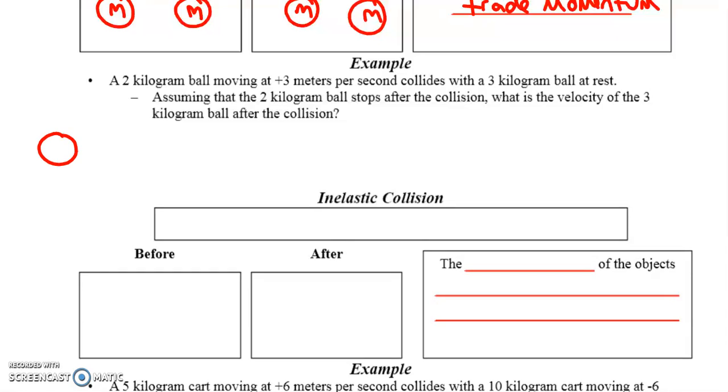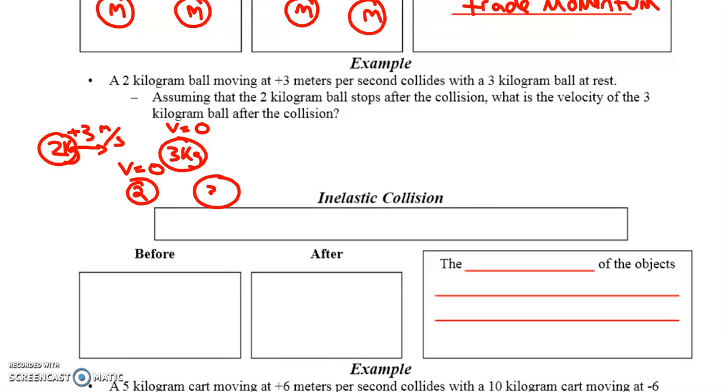So we have a 2 kilogram ball going at positive 3 meters per second. So our before picture looks something like this. The 3 kilogram ball is at rest. And the assumption is that after, the 2 kilogram ball is not moving, and the 3 kilogram ball is going off at some speed. And we're asked to find how fast it is moving after.